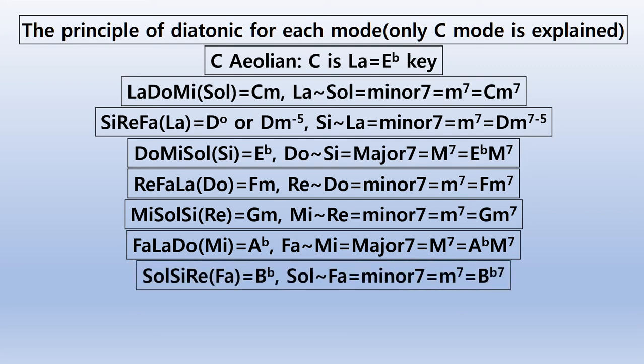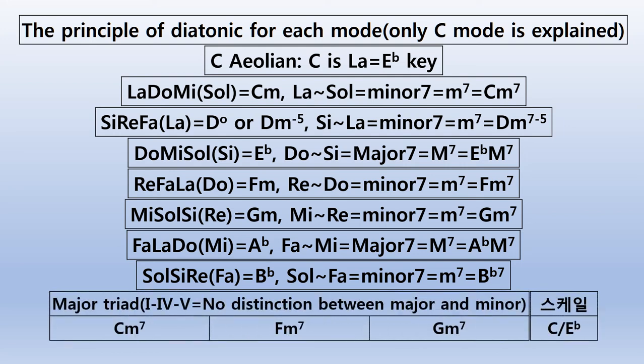The seventh So Si La triad is B flat, and the above note Pa is a minor seventh from Sol, so So Si La Pa is B flat 7. The main triad of C Aeolian is C minor 7, F minor 7, G minor 7, and the scale is C/E flat.